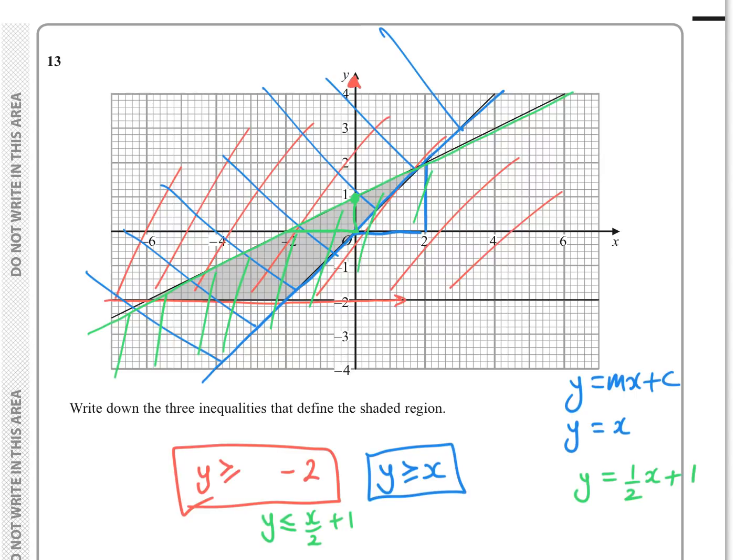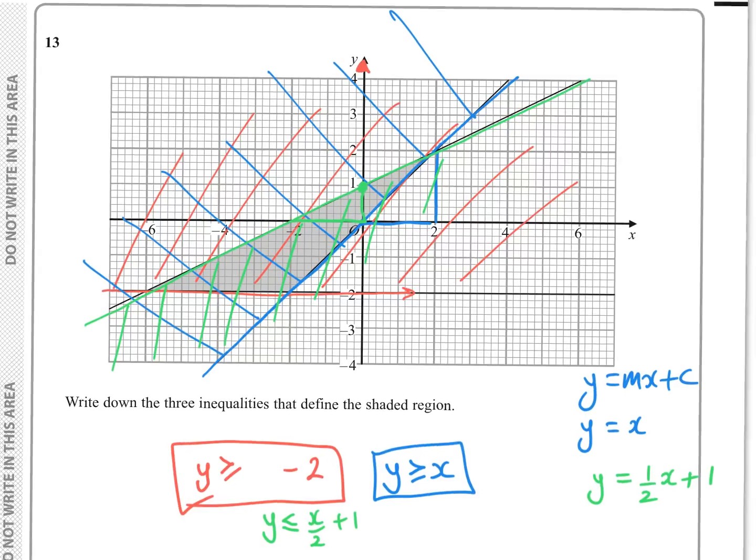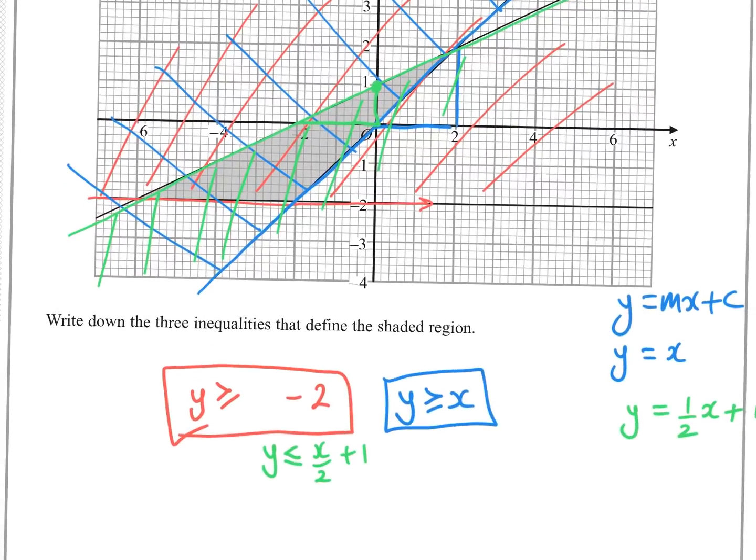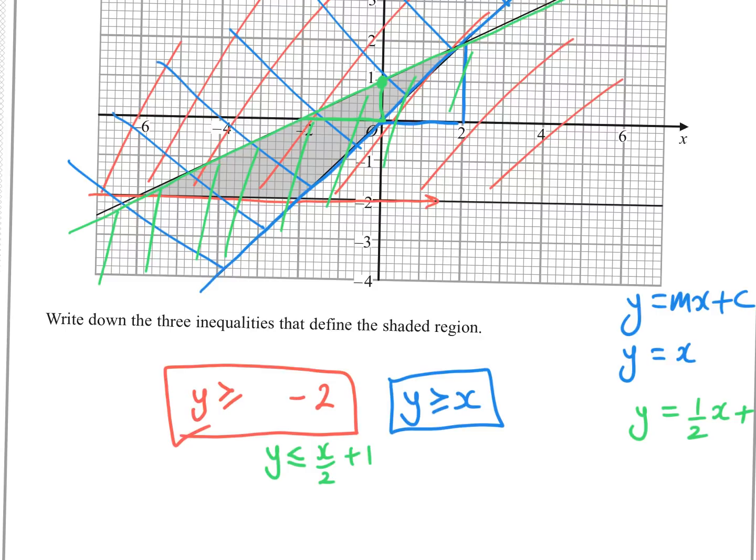And then can you see where all the colours meet? We have green, blue and red meeting in this region, so that means that what we've written as inequalities, those 3, must be the correct 3 choices. So that would be the answer for this question.